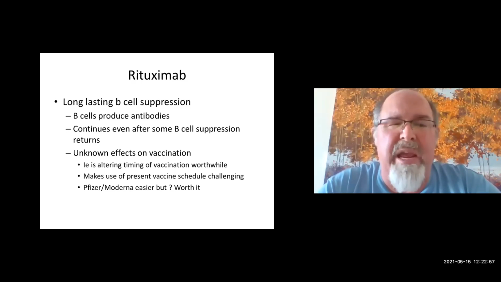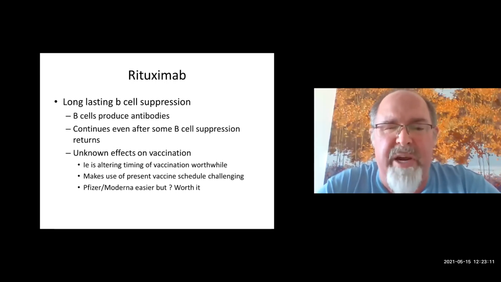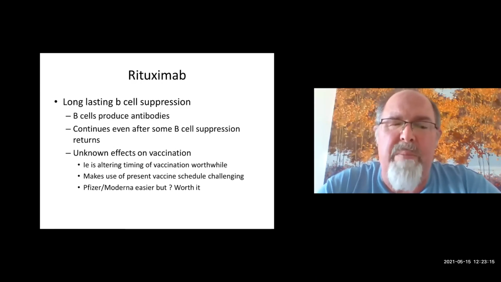We know that even when you reconstitute your B cells at 6 to 12 to sometimes 14 months after rituximab, you may still not make antibodies. And the effect on vaccination is largely unknown. We don't know about the timing of vaccination. We don't know if it's worthwhile. We perhaps might make use of the present vaccine schedule, but this is challenging.